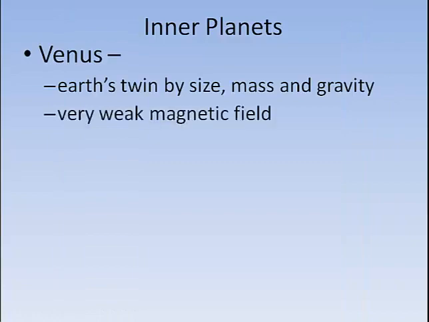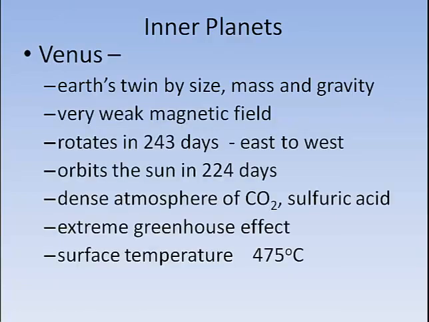All right, Venus is the next planet out from Mercury. It's Earth's twin by size and mass and gravity, so it's about the same size and weighs about the same amount. It doesn't have much of a magnetic field. It takes it longer to rotate than it does to go around the Sun.